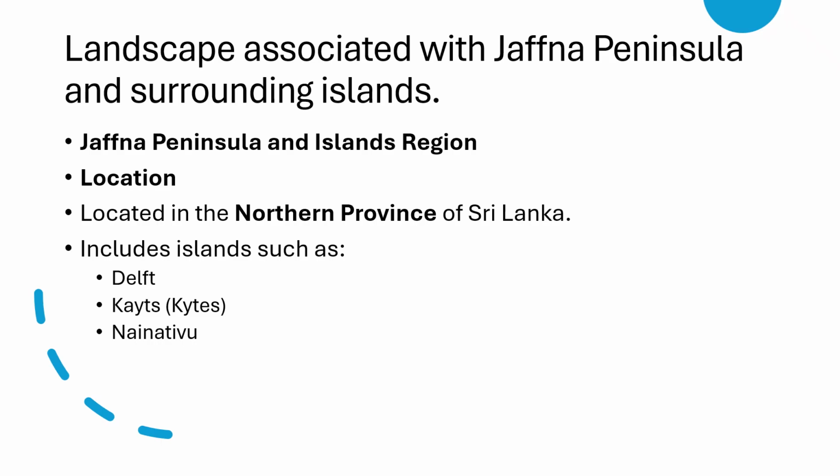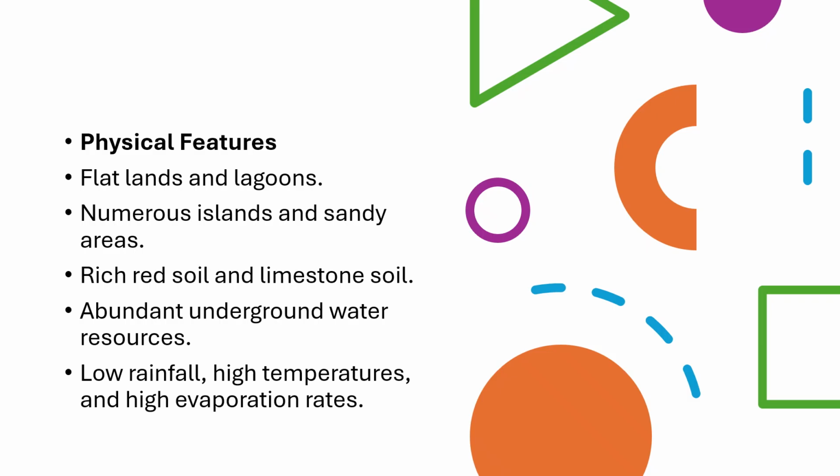Landscape associated with the Jaffna Peninsula and surrounding islands. Jaffna Peninsula and Islands region. Location: located in the Northern Province of Sri Lanka, includes islands such as Delft, Kayts, and Nainativu Island. Physical features: flatlands and lagoons, numerous islands and sandy areas, rich red soil and limestone soil, abundant underground water resources, low rainfall, high temperatures, and high evaporation rates.